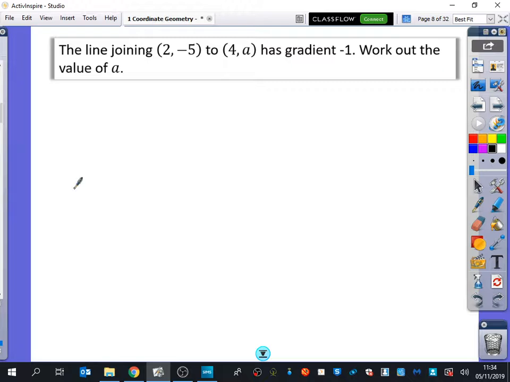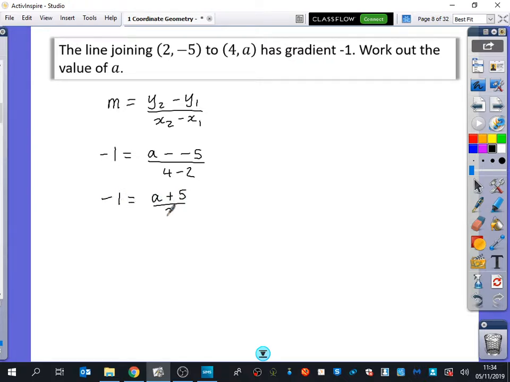So we just set it up in the same way as we have done before. We normally have that m equals (y2 minus y1) over (x2 minus x1). So we're just going to do the same thing. The gradient is -1, and the change in y is a minus minus 5. Be really careful. We're subtracting negative 5, and we're dividing by 4 minus 2. So we end up with -1 equals (a plus 5) over 2, multiplying up by 2, -2 equals a plus 5, and subtracting 5, a is equal to -7.